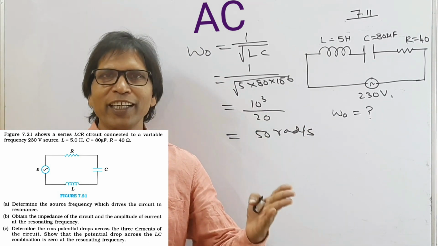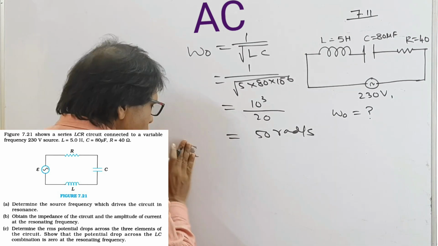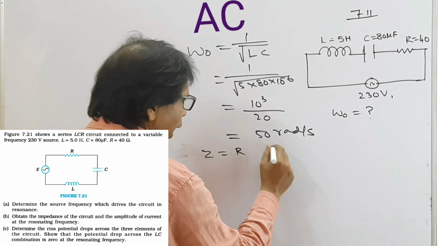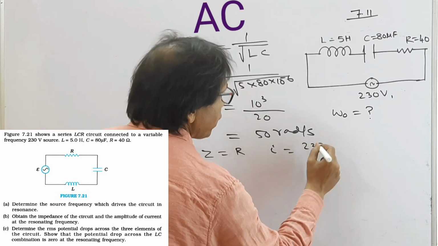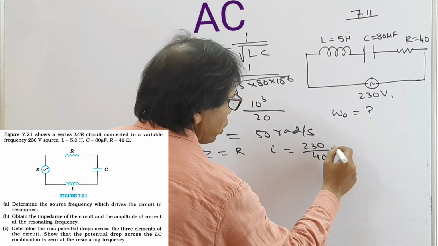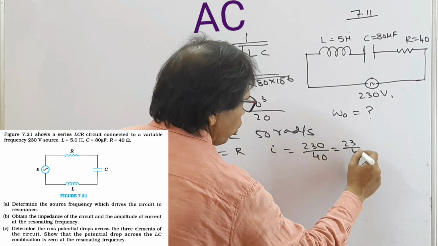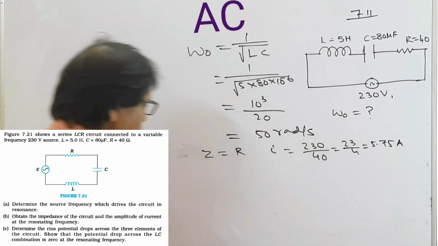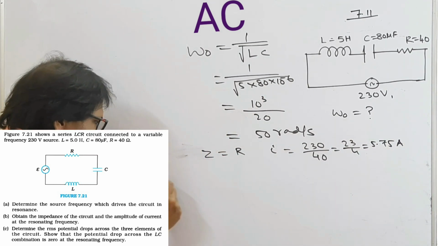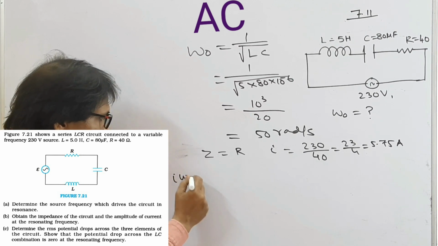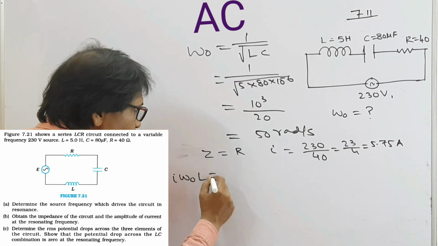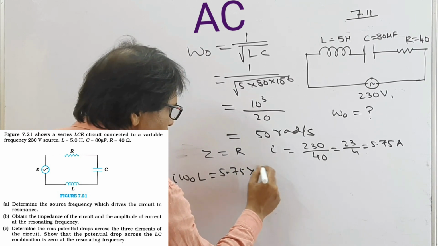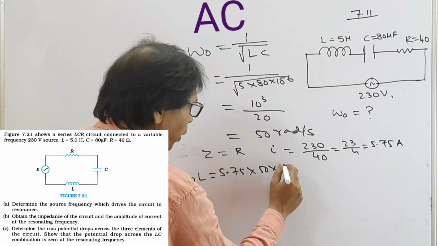at which resonance occurred. Okay, now at resonance Z equals R. So current I equals 230 divided by 40. So this is 230 by 4. So this is 5.75 ampere, the current. Now VL is I omega naught L. Now I equals 5.75, omega naught is 50 and L is 5.